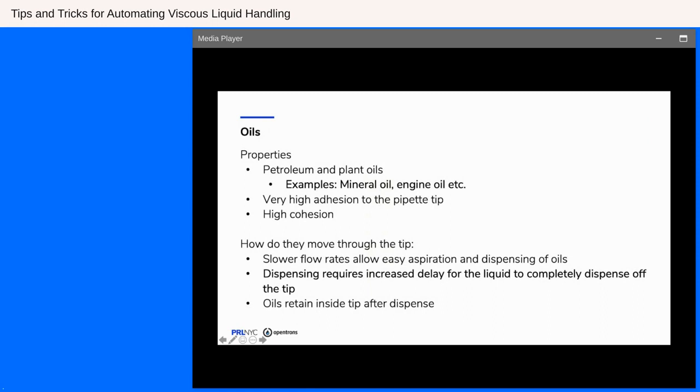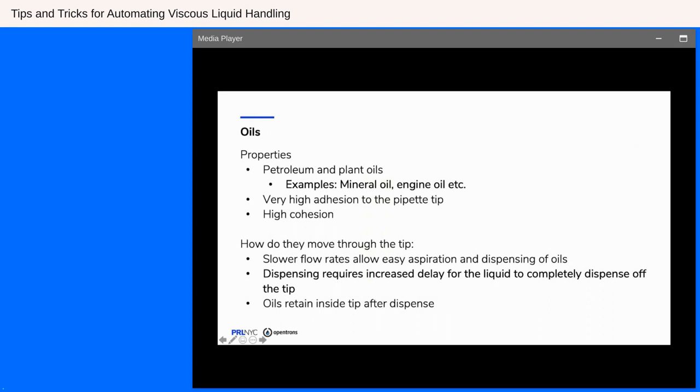The final liquid class is oils. So the oils are any kind of oils being used, for example CBD oil, mineral oil, or plant oil, which are being pipetted for your protocol purposes. They have very high adhesion, but they also show very high cohesion to the liquid itself. So they do relatively move to the tip, but the problem is, due to very high adhesive forces, they keep on sticking to the wall of the tip.